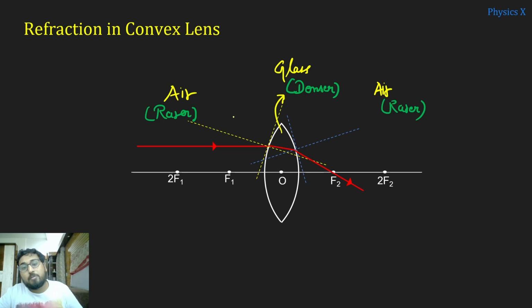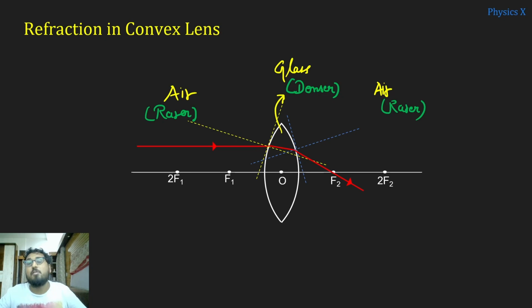Okay, so now we can see that this is how two times there is a change of medium. First time it is rarer to denser, again it is denser to rarer. So in both the cases we have a bending of light. So this is how actually a refraction is taking place in a convex lens.